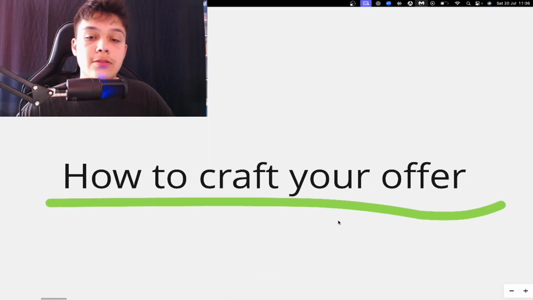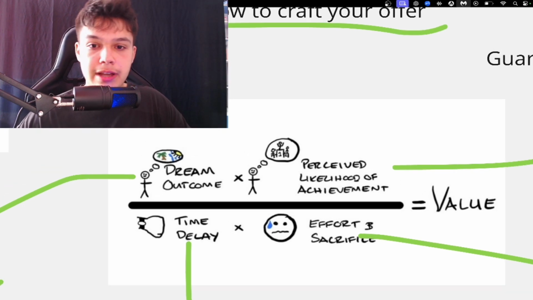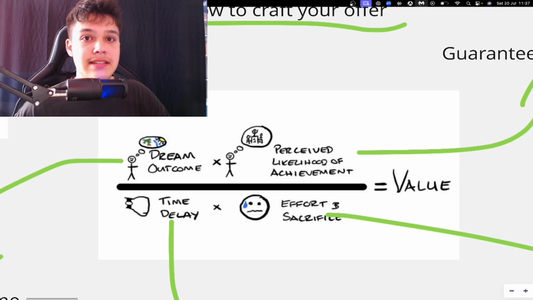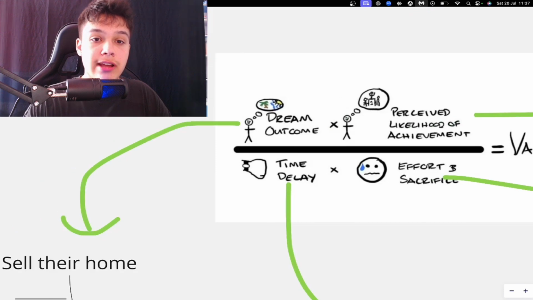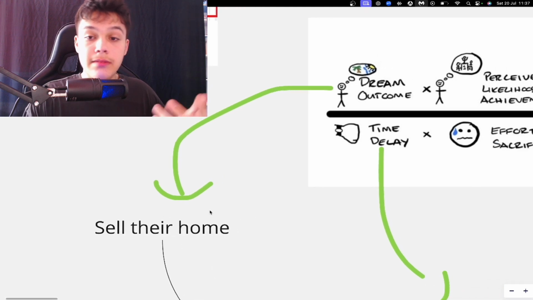Next, we need to craft your offer. The formula that we'll use is dream outcome times the perceived likelihood of achievement, divided by time delay times sacrifice or effort, equals the value. For the dream outcome, if you work with sellers, you'll be selling their house. But if you work with buyers, you'll be buying the best house for their likes.